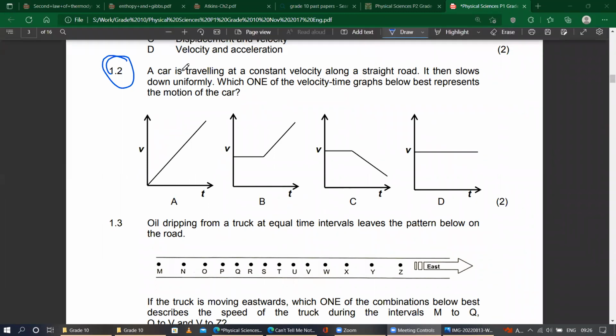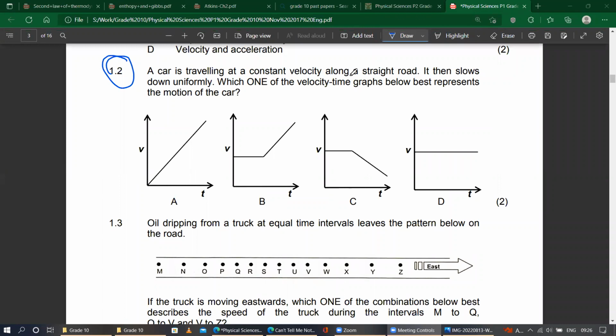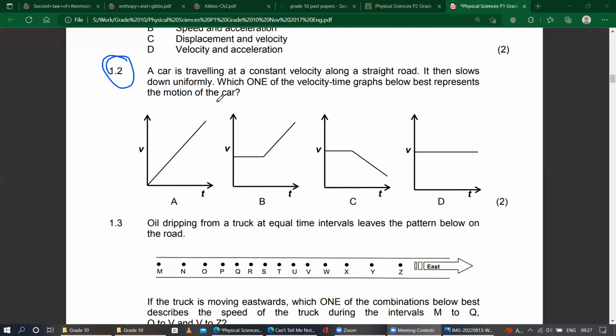So they say a car is traveling at constant velocity along a straight road. It then slows down uniformly. Which of the following velocity versus time graphs represents the motion of the car? The first thing you need to know is that the car is traveling at constant velocity at first, then it's gonna slow down. It's C. Exactly.